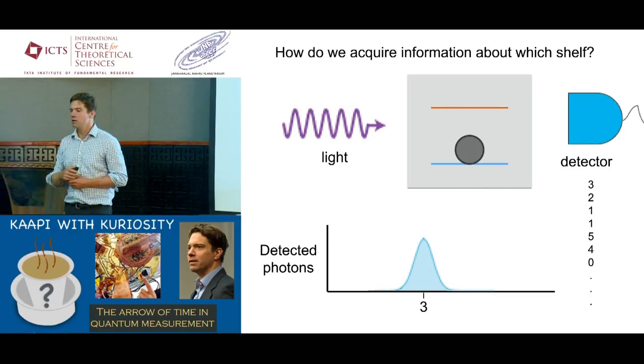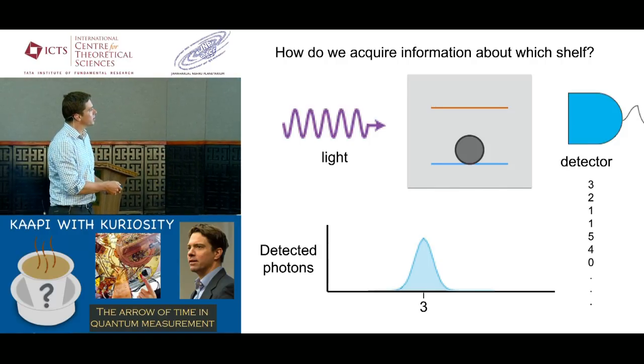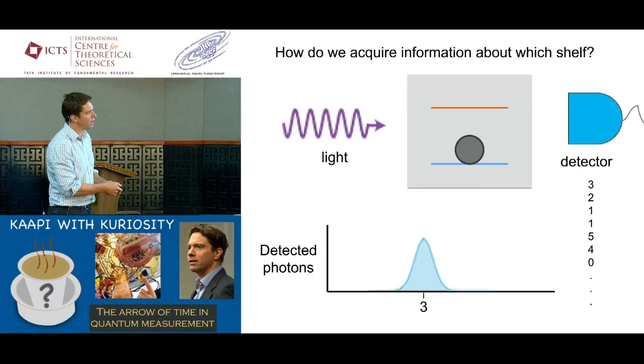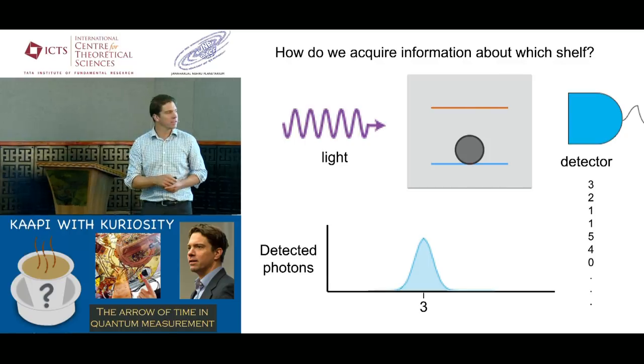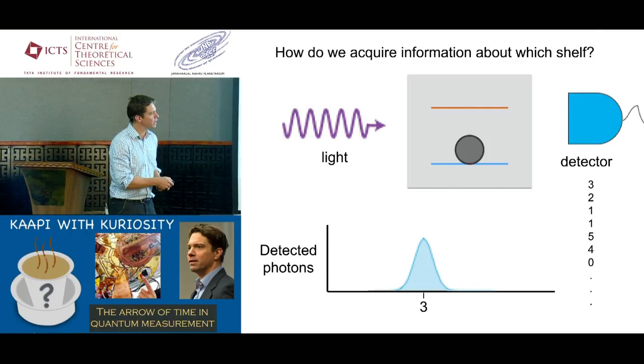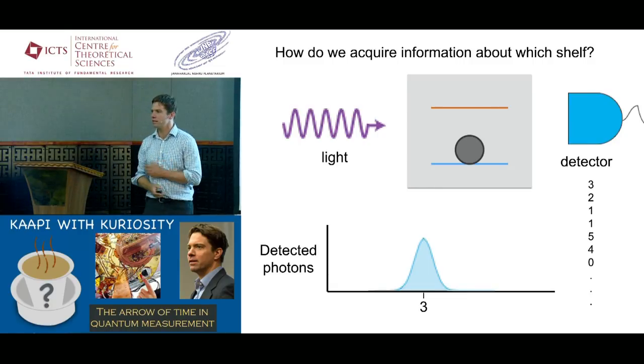So here's the distribution of detected photons, and here's the number of photons. Okay, so I see that I find on average 3 photons, but sometimes I get as many as 5 photons, and sometimes I get as few as 0 photons. So this is a distribution, just like the distributions of grades in a class.